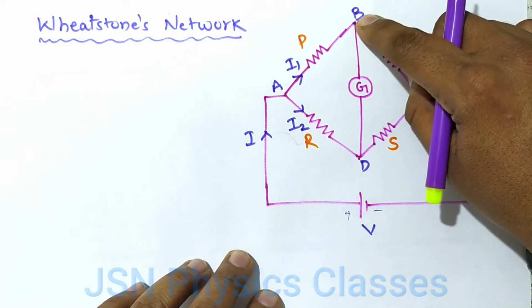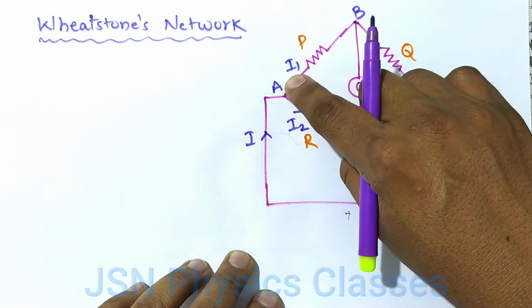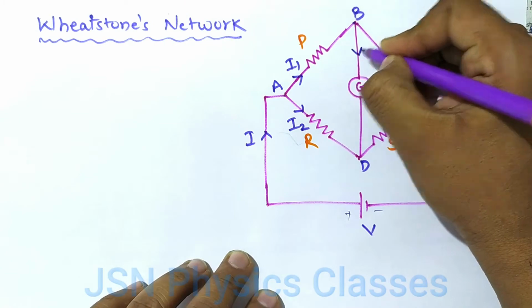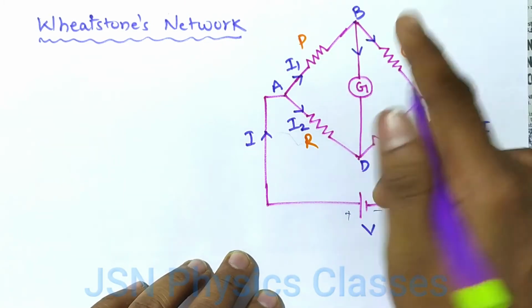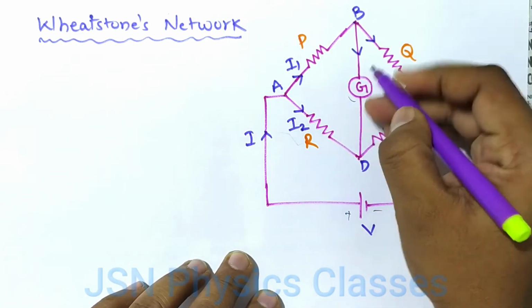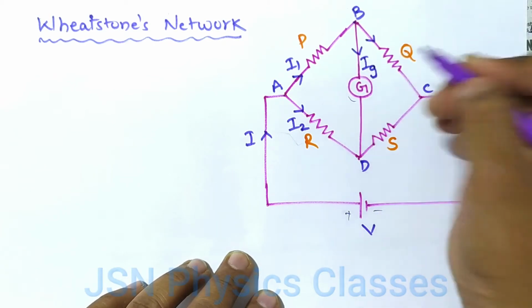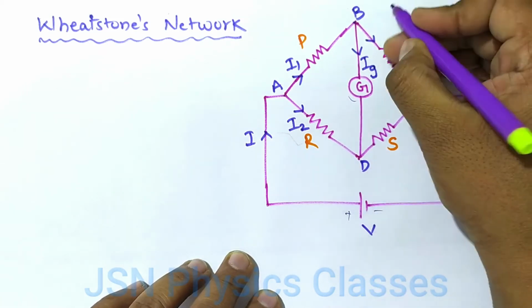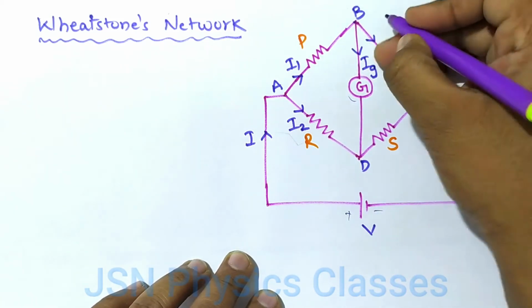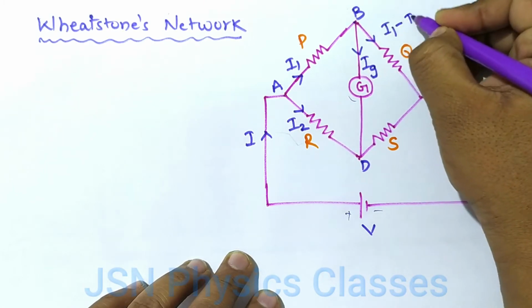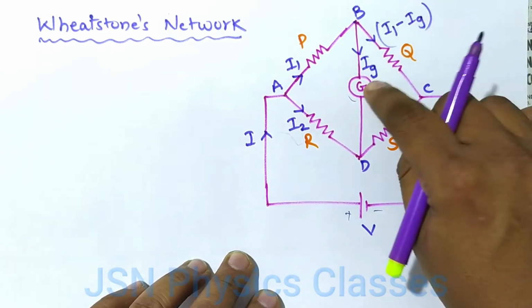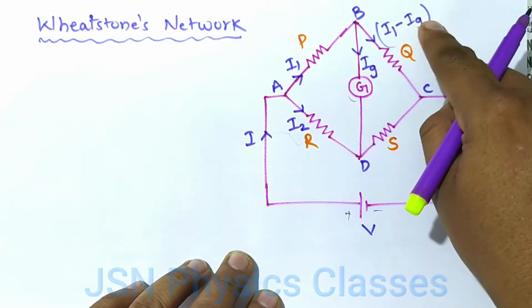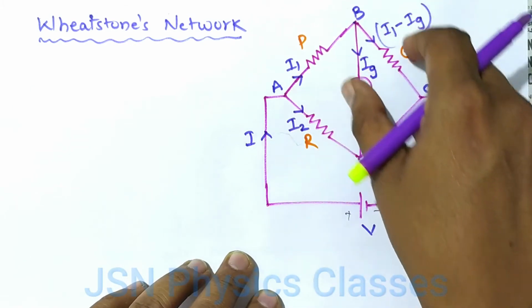See, at junction B again this I1 current is split into two parts. Let the current passing through the galvanometer be Ig. So if Ig is the current passing through the galvanometer, the current passing through the resistor Q is I1 minus Ig. So if you add these two things, you will get I1: Ig plus I1 minus Ig, because this I1 is split into two parts.